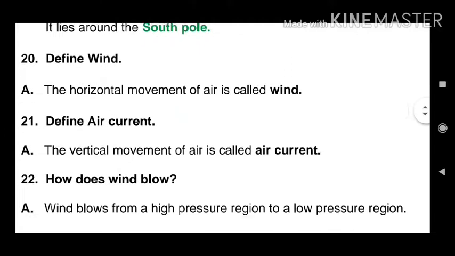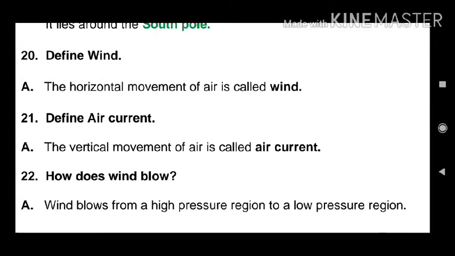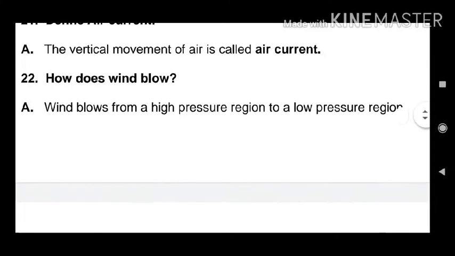Then, next question, define wind. The horizontal movement of air is called wind. Next, define air current. The vertical movement of air is called air current. How does wind blow? Wind blows from a higher pressure region to a lower pressure region.